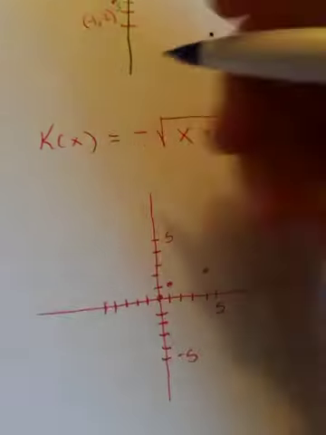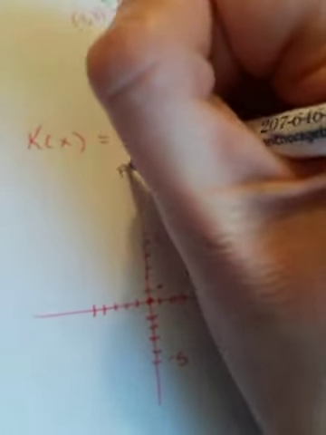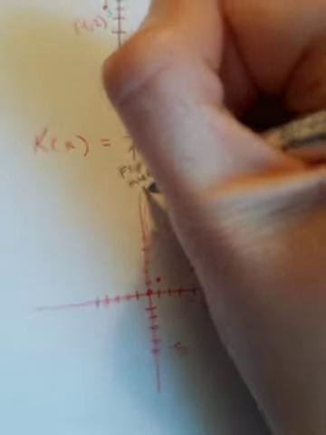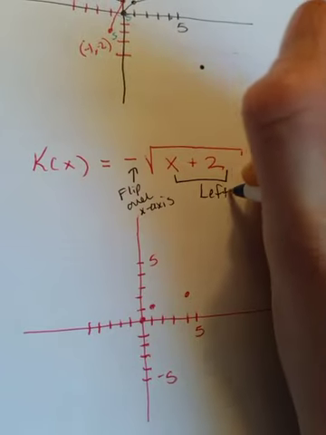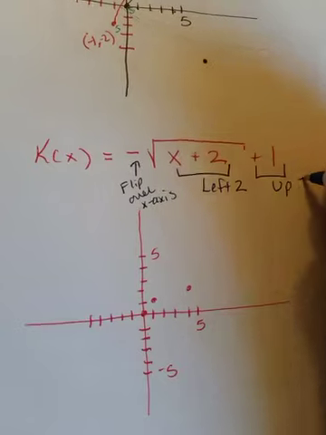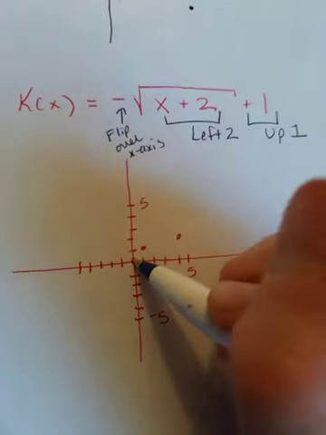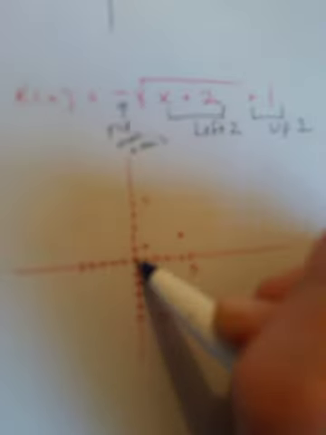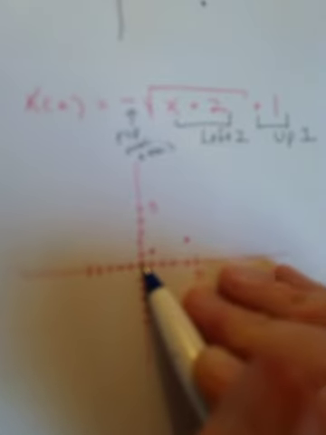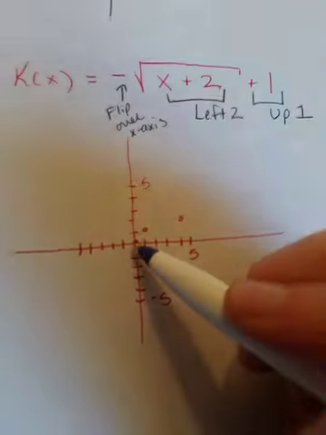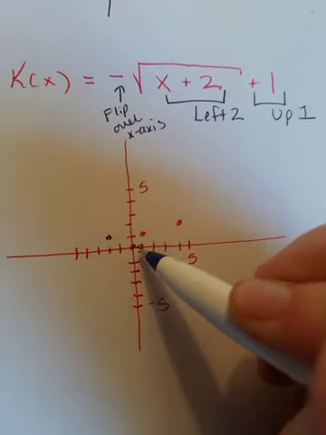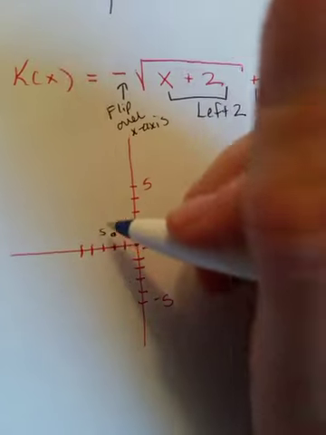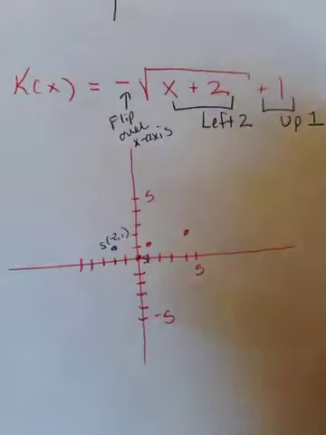So we're going to transform each of these points one at a time. This negative out front, that's a flip over the x-axis. This plus 2 means we're going to go left 2, and this plus 1 means we're going to go up 1. So here we go, (0, 0). Can't flip it over the x-axis because it's on the x-axis. So I'm going to go left 2, and then I'm going to go up 1. Remember, if you need to, write start. And that's the point (-2, 1).